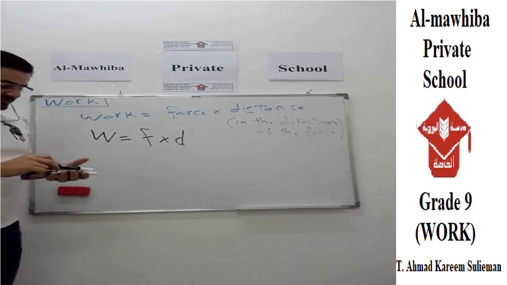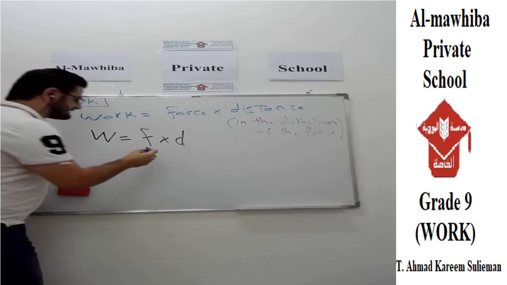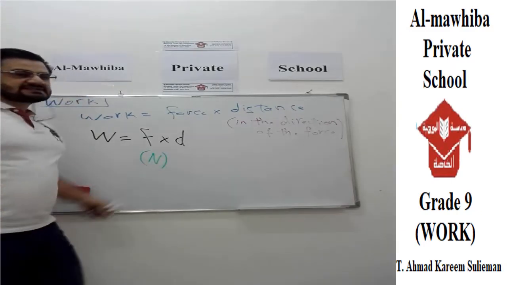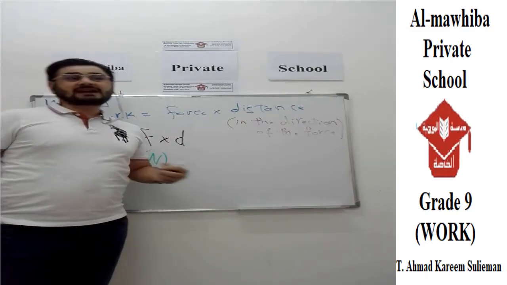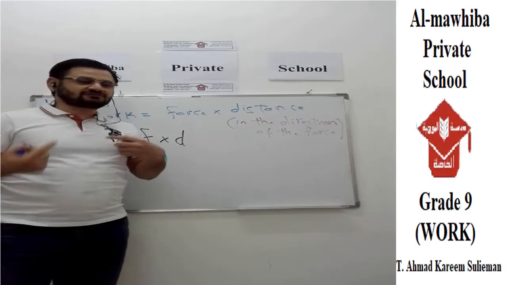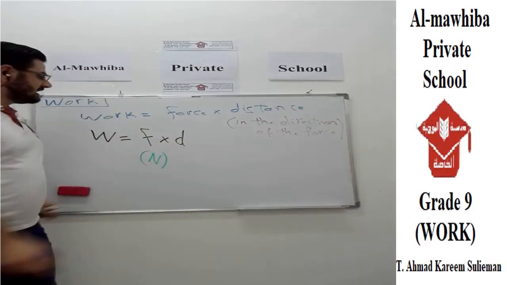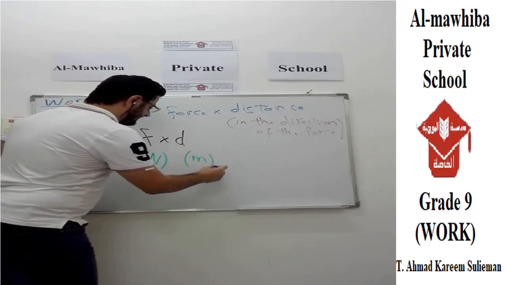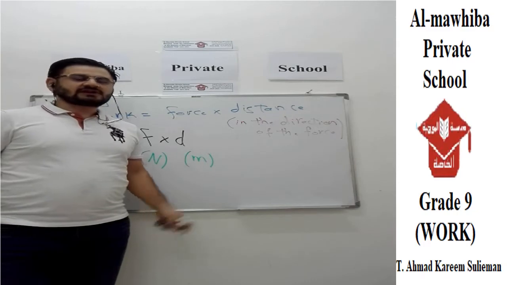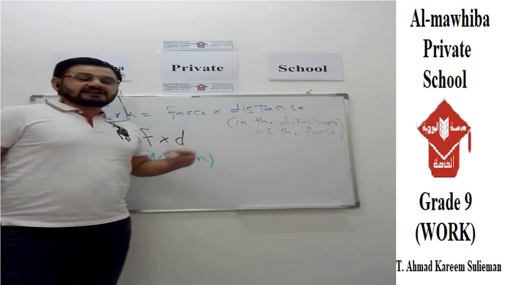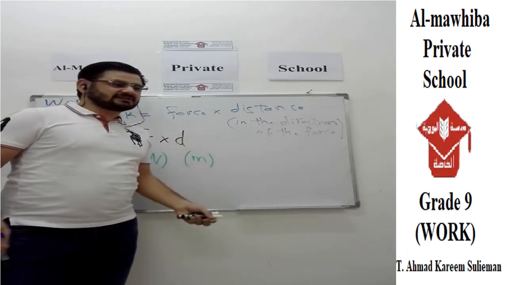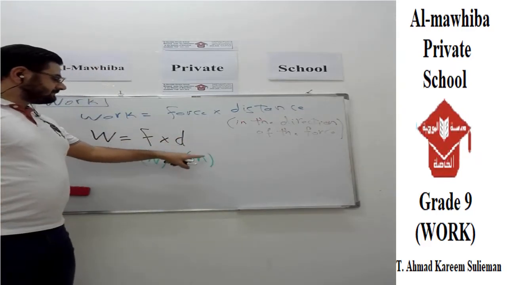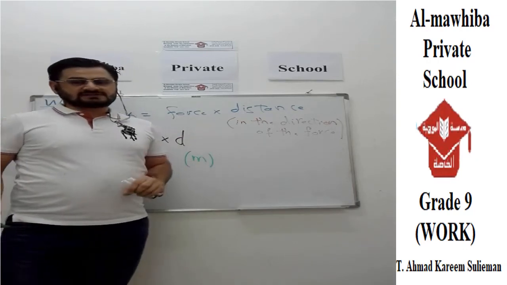Of course, we should remember that the force is always measured in Newton. So if the force is given in kilonewton or meganewton or millinewton, etc., we have to change it to Newton, okay? And of course, the distance should be measured in meters, okay? Again, if the distance is given in kilometers or centimeters or millimeters or any other unit, we must change it to meters. These are the SI units, okay?